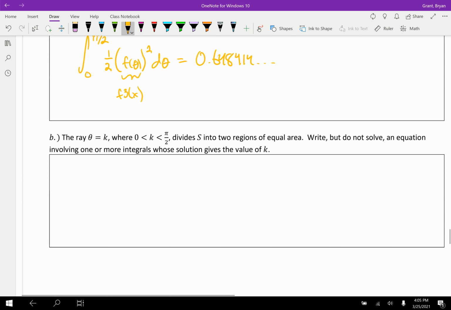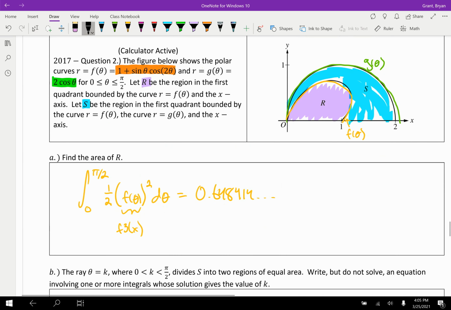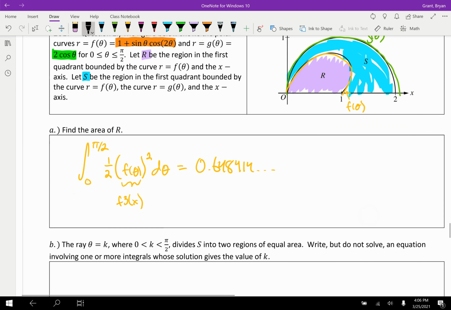The ray theta equals k. We'll do this one in black, I think. Theta equals k, where k is between 0 and pi over 2, divides S into two regions of equal area. Right, but do not solve an equation involving one or more integrals whose solution gives the value of k.